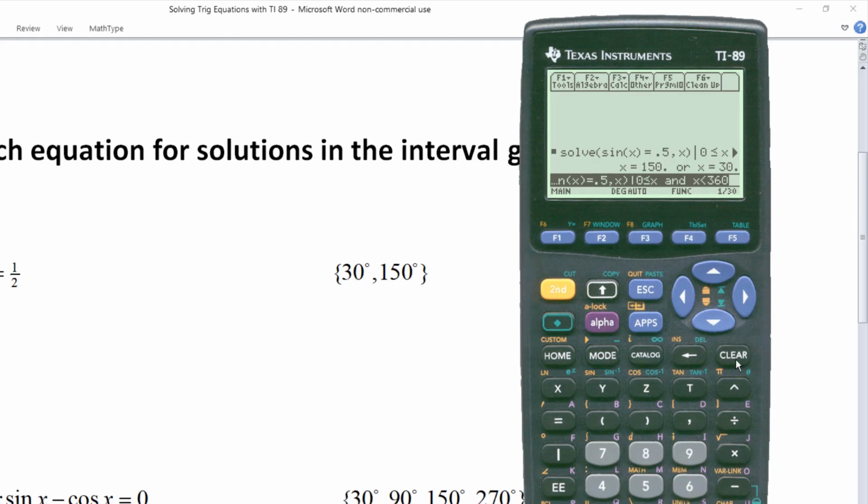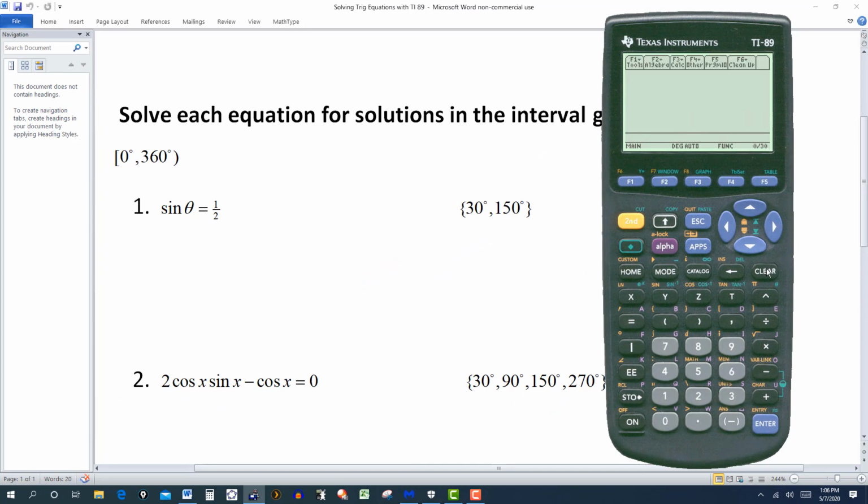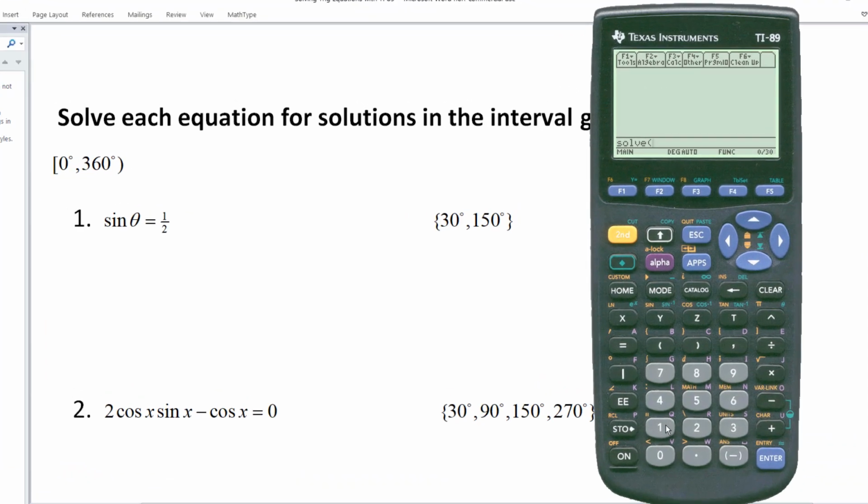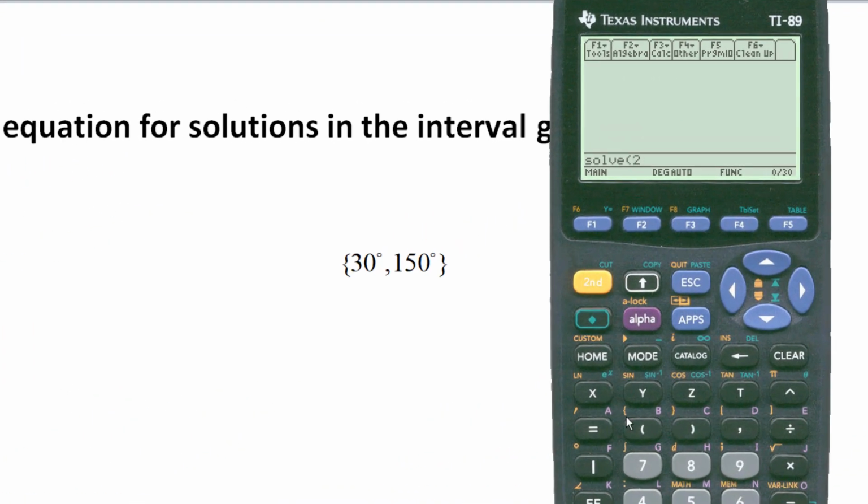Okay, we'll go ahead and do it. Clear this, clear this. So I get F2, 1 is solve. And then I just enter this equation. So it's 2 second sine of x, close parentheses, and then second sine of x, close parentheses, minus cosine, second cosine of x, and that's equal to 0.